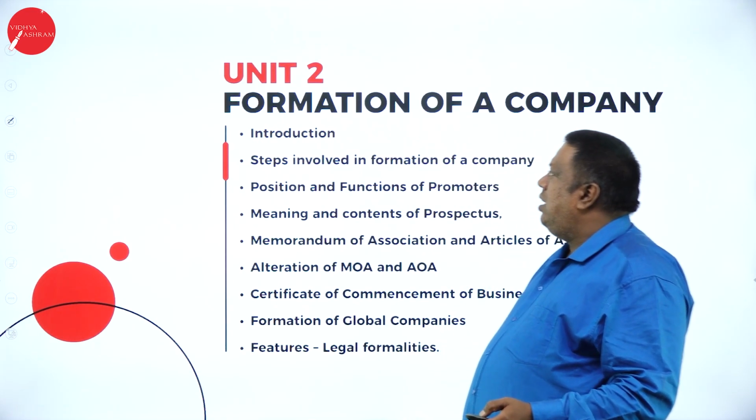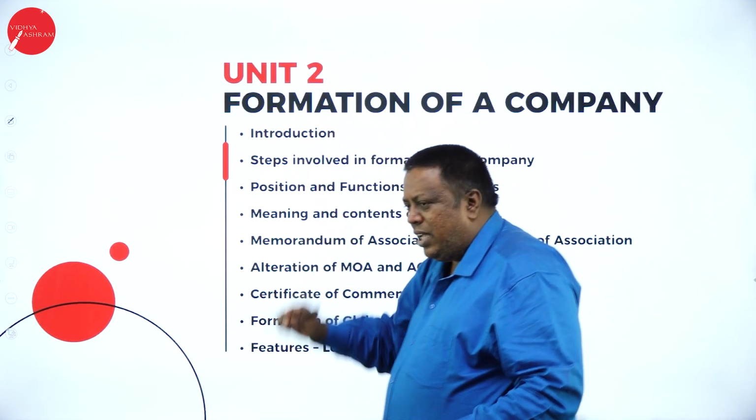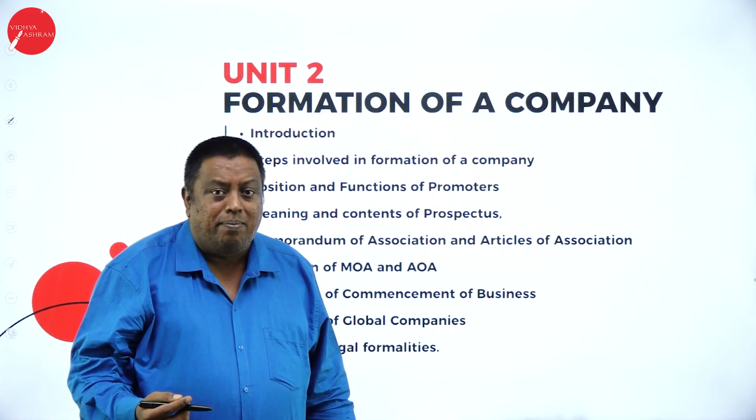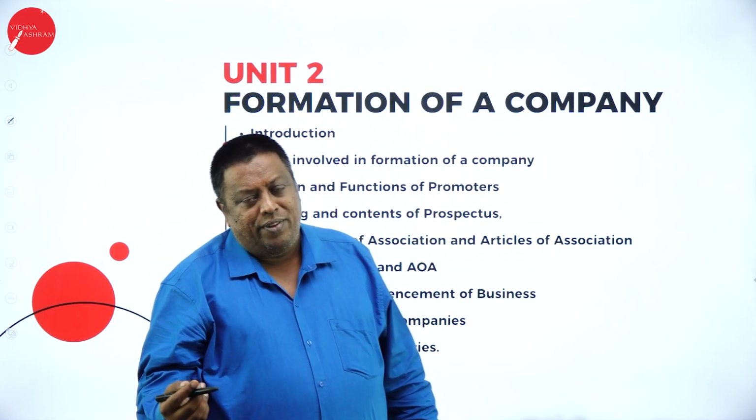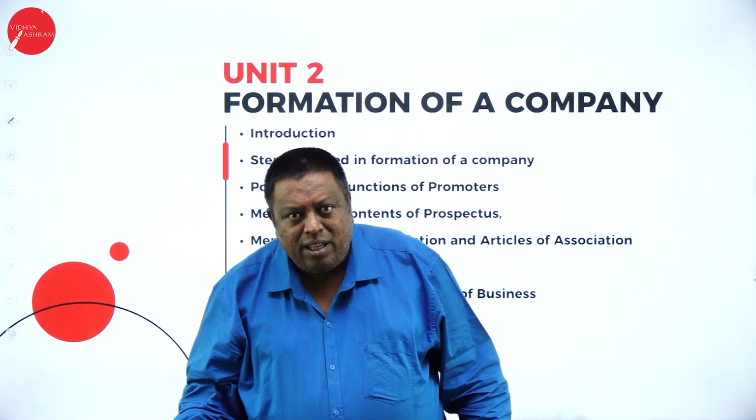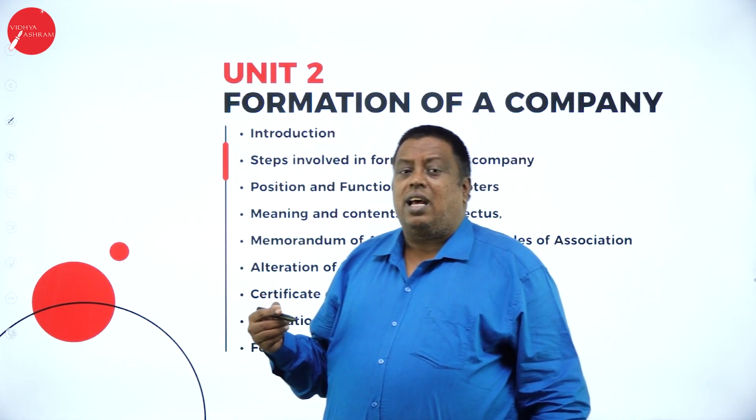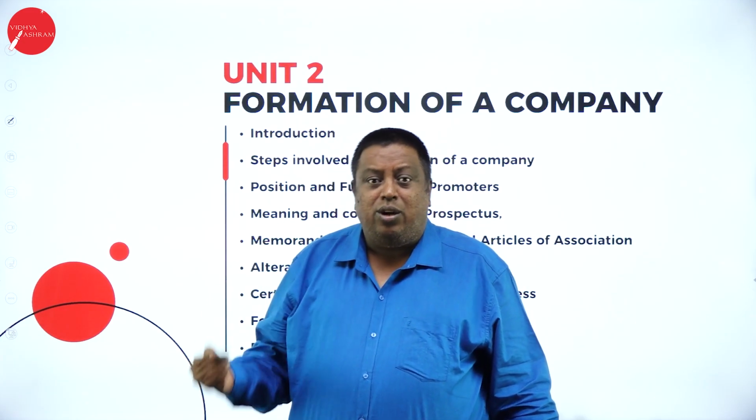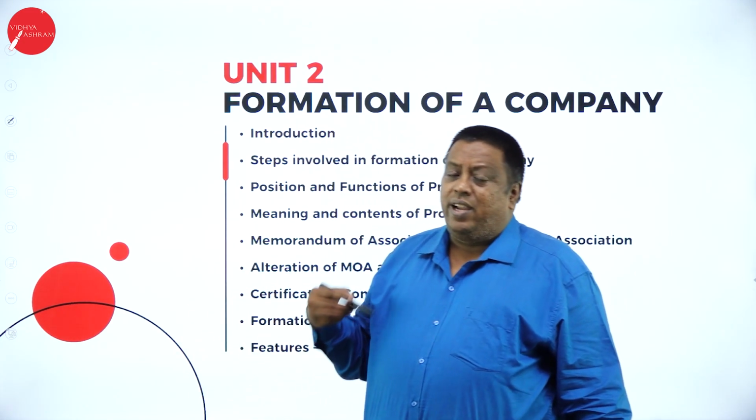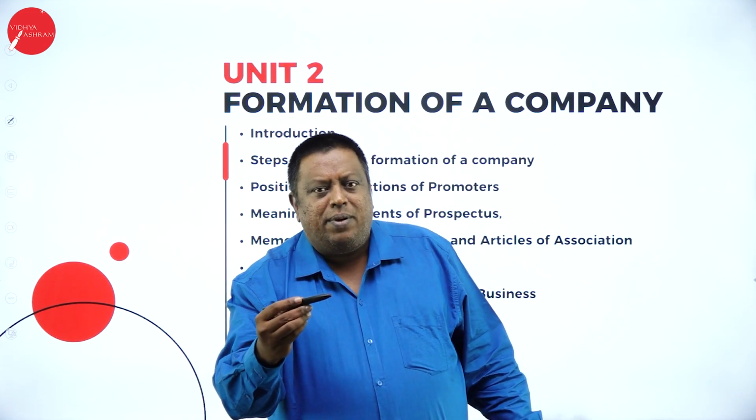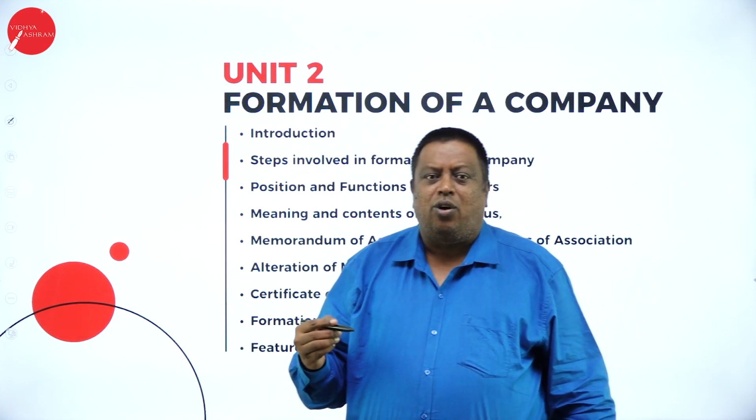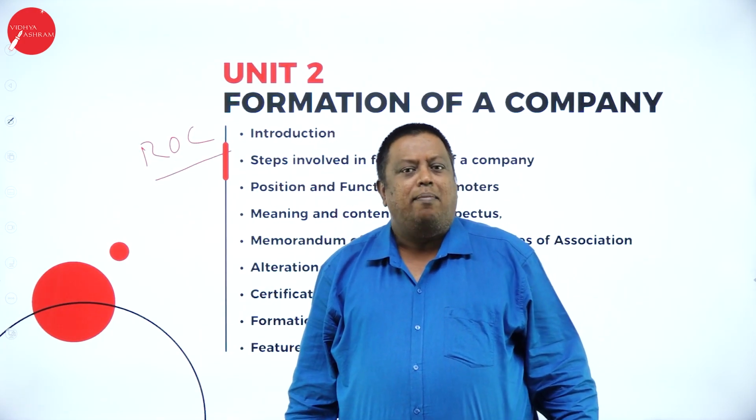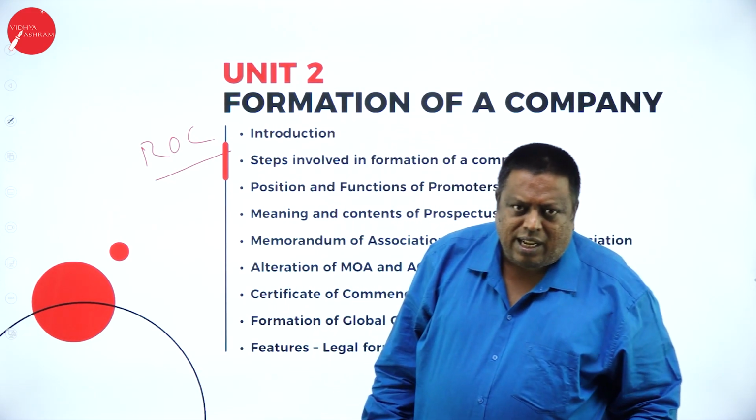The second unit, as I said, is formation of a company. As I've said earlier, formation of a company means what procedure I have to follow at the time of forming the company, how to start the company, and what the government norms are, whether I can start immediately or have to submit any documents. If I have to submit documents, where do I submit them? For any company I want to start, I have to submit the documents to the ROC. ROC is nothing but the Registrar of Companies.